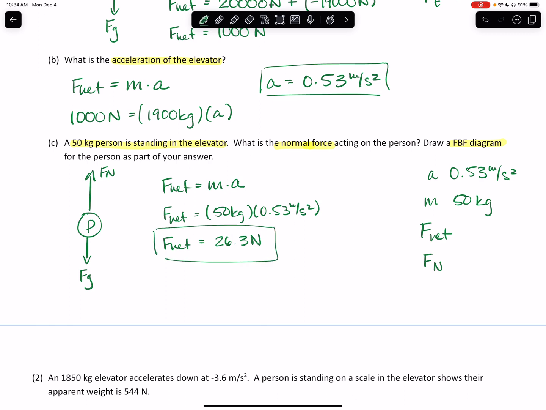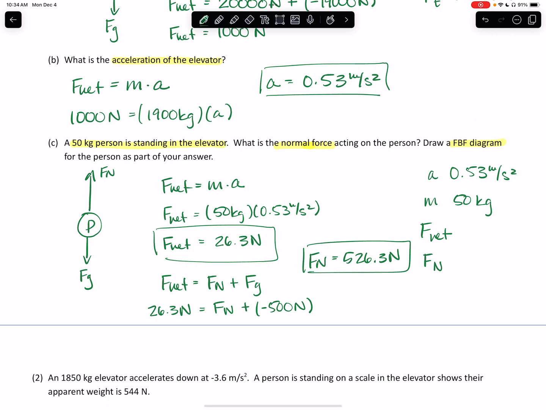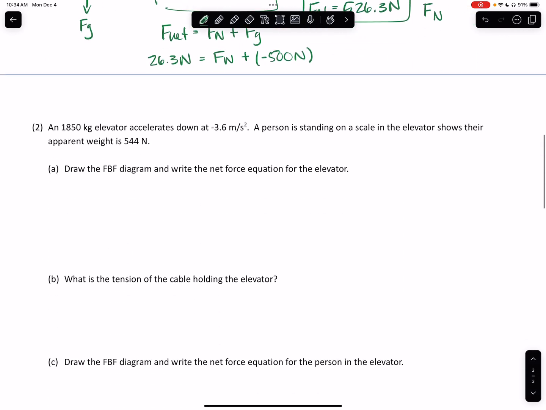Now I want to find the normal force. So that means I need my Fnet equation that goes with my free body diagram, and that's going to be my normal force plus the gravitational force. So I plug in 26.3 newtons for Fnet. Normal force is my unknown, and my Fg, my force due to gravity, is 50 kilograms times negative 10, so that's negative 500 newtons. So then I move the negative 500 to the other side, and the normal force acting on this person is 526.3 newtons. Okay? All right, let's try another one.